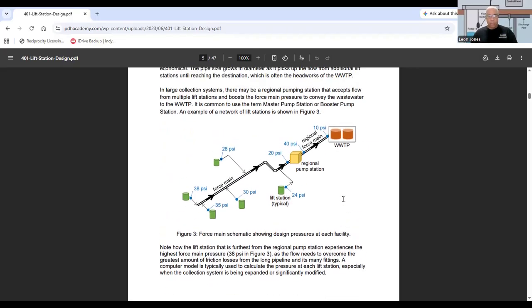Note how the lift station that is furthest from the regional pump experiences the highest force main pressure, 38 psi, and that is this one right here, as the flow needs to overcome the greatest amount of friction losses from the long pipeline and its many fittings. A computer model is typically used to calculate the pressure at each lift station, especially when the collection system is being expanded or significantly modified.